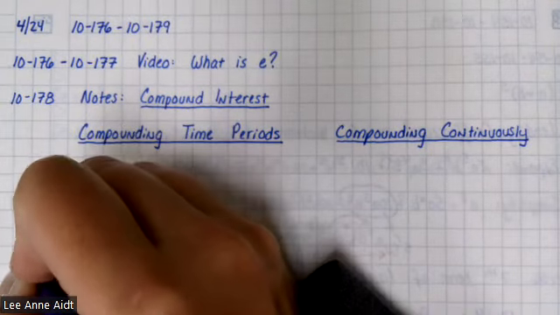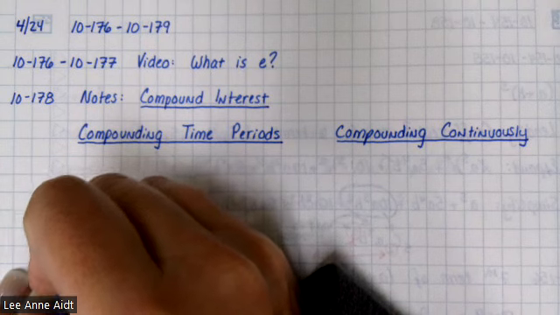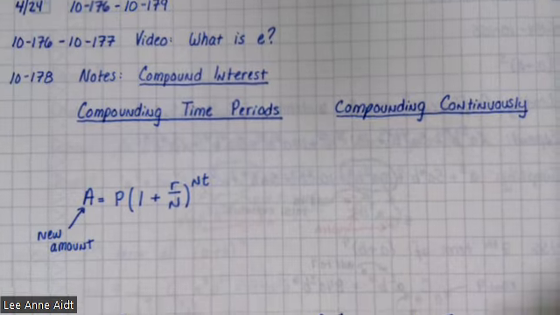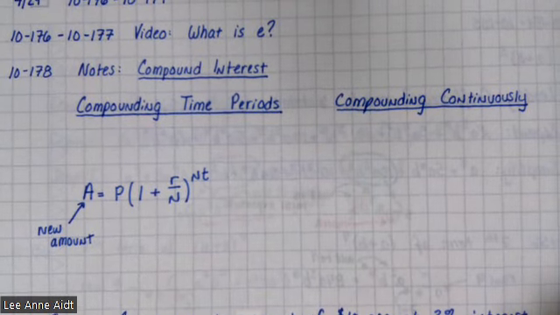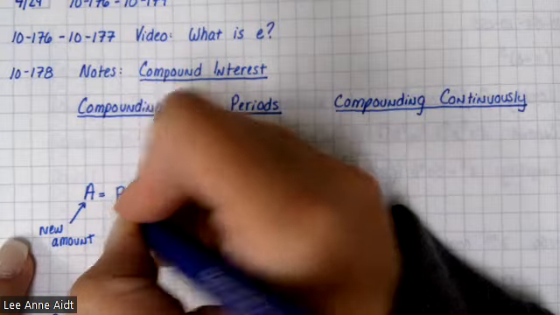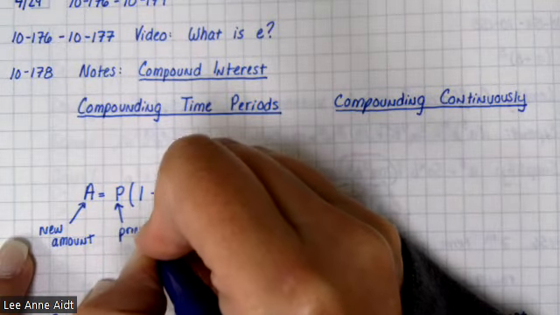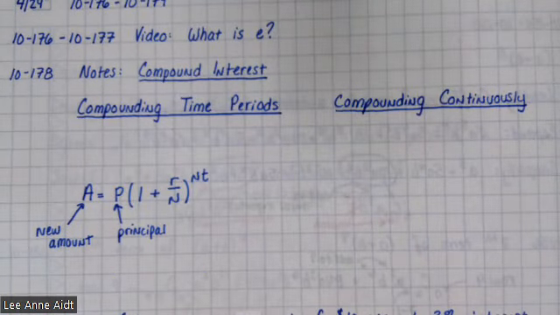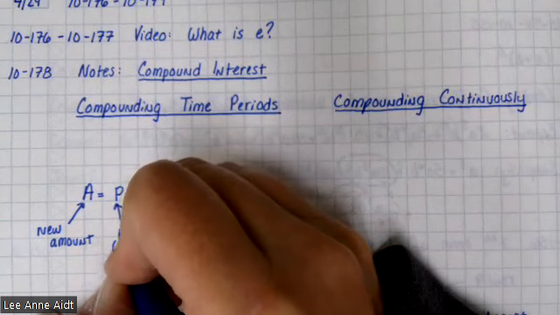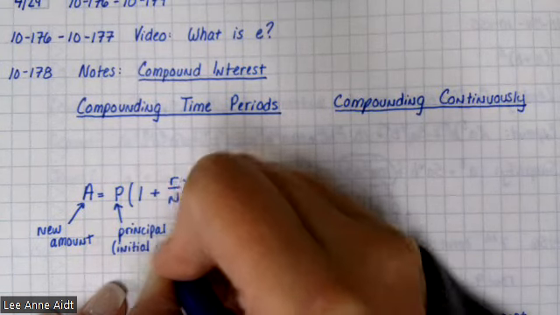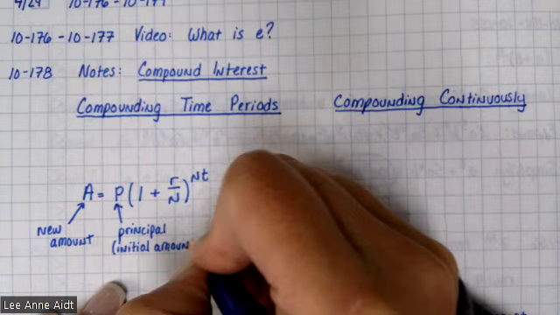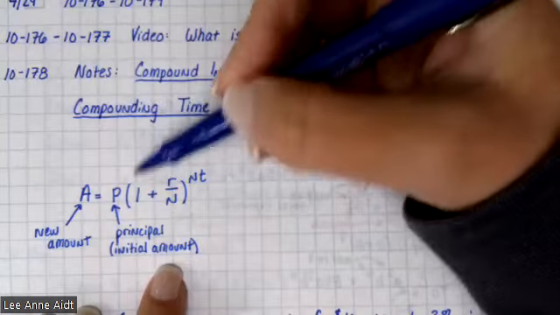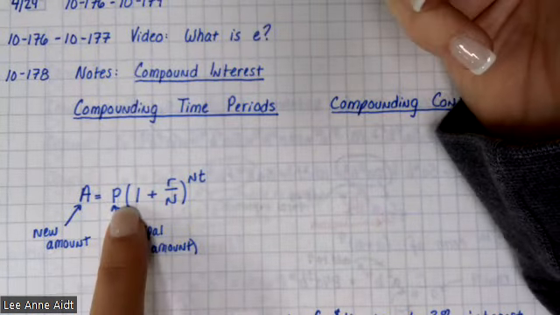A is your new amount. P is called the principal. That is a banking word for your initial amount. Again, in the video, she didn't have P. That's because she was starting with $1. So her P was 1. This right here is a 1.